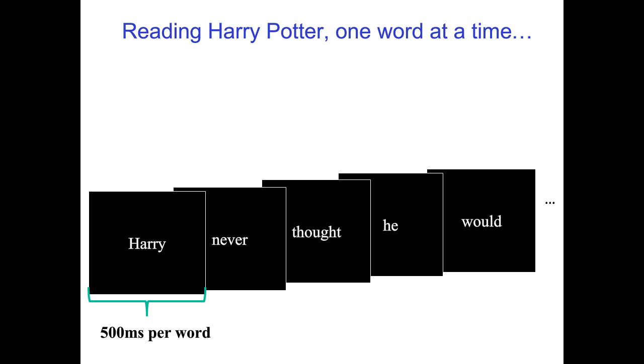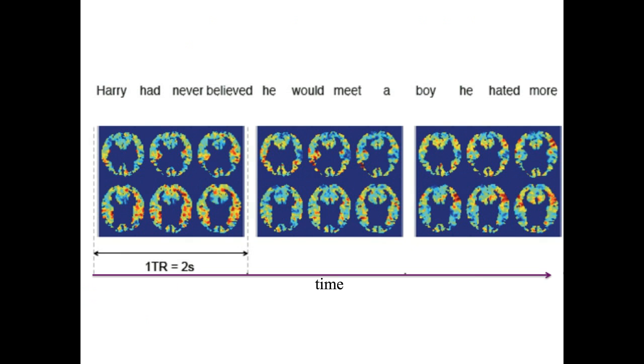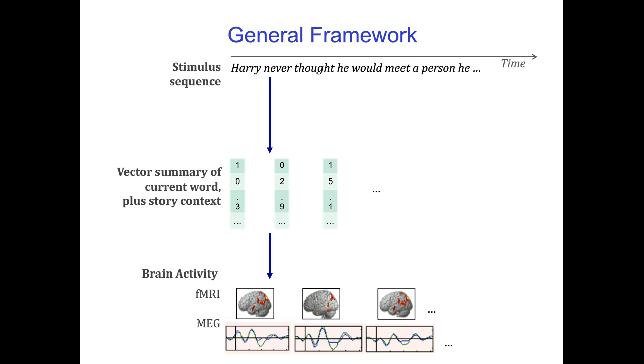And then she said, well, I'm going to train a machine learning model to predict the sequence of fMRI and MEG. She used both imaging methods, from the words in the story. So in the case of fMRI, she got an image every 2 seconds that would correspond to 4 words. Harry had never believed we would get then one fMRI image. He would meet a, like another fMRI image, and so forth. And so she trained a model that, like the first one I talked about, that predicted for single nouns what the activity would be. She predicted the sequence of brain images from the sequence of words in the story.